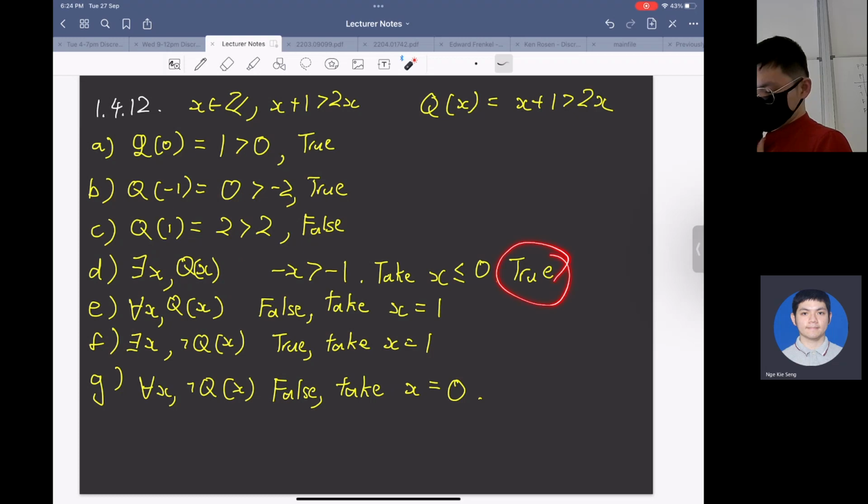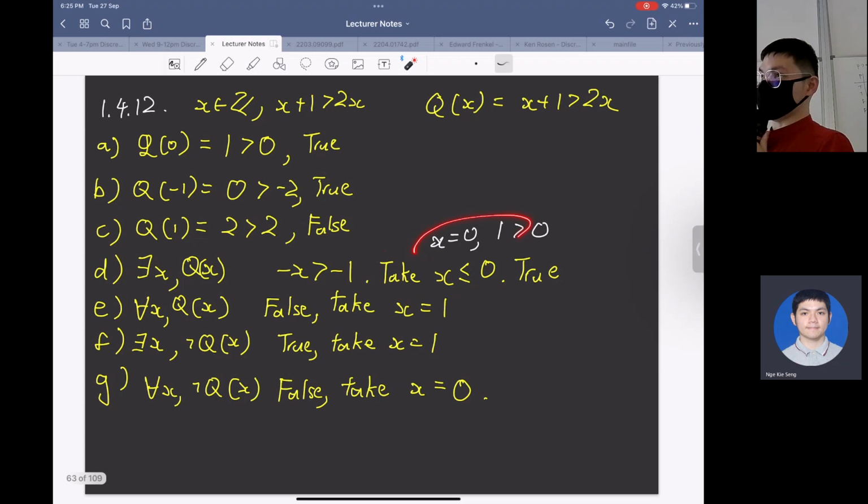I said can. Why can? Just take all the x which is less than or equal to 0. One way to do this, maybe you try x equals 0. So you get 1 greater than 0, which is what you want. But if I do through the algebra method, then I can find a lot of x instead of just trying.